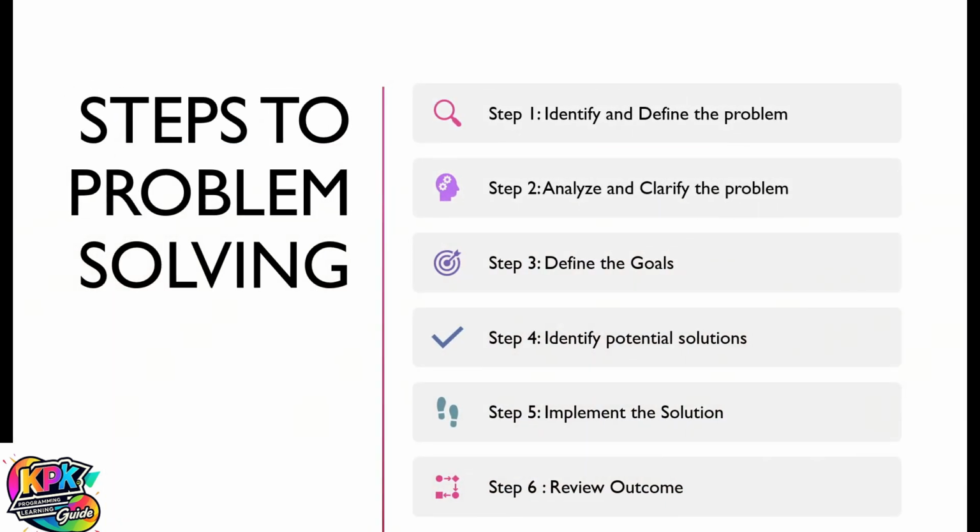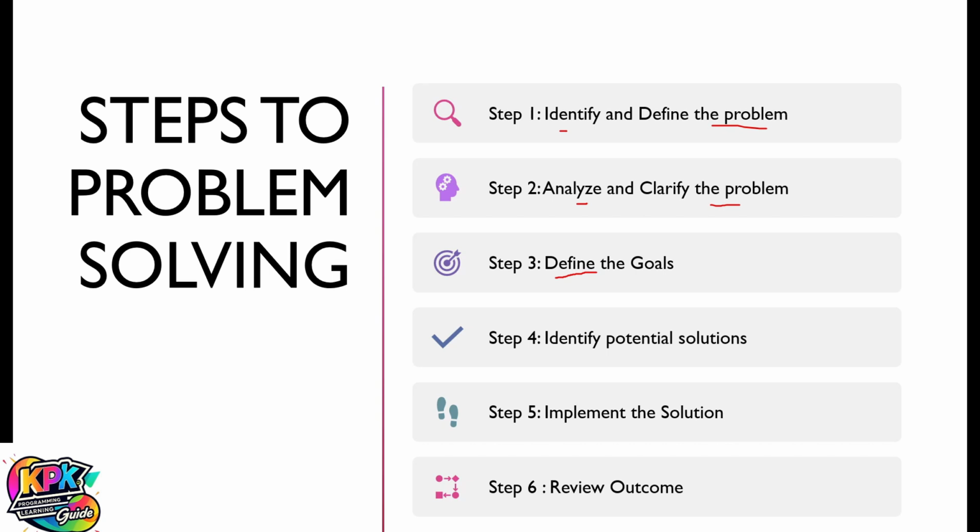The seven steps to solving a problem. First, the most important step is to identify and then define the problem. Secondly, you analyze and then you clarify the problem. Here you look at the root cause of the problem, or what is causing the problem. Thirdly, you define expectations or goals that are supposed to be met after solving the problem.